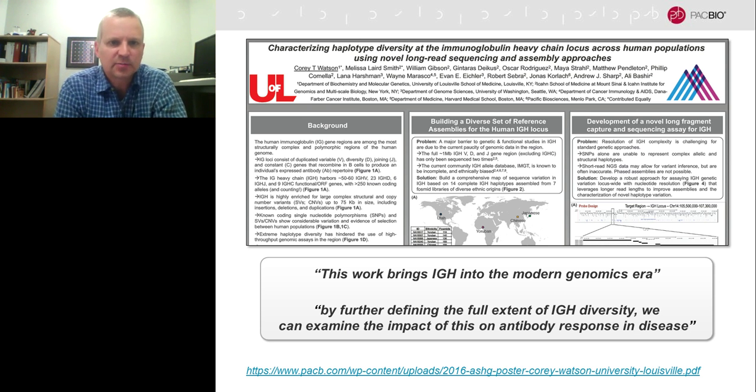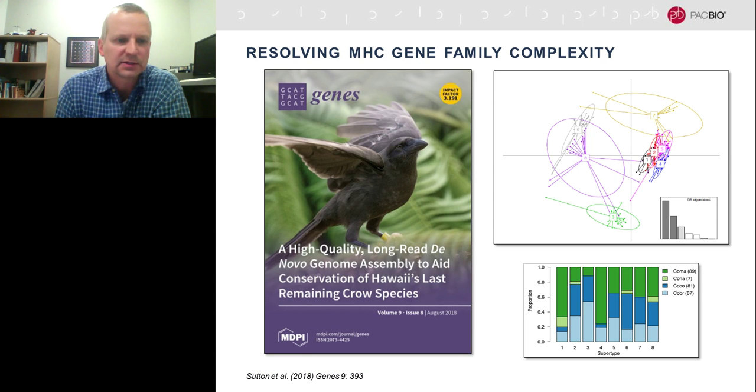Corey Watson, in collaboration with Melissa Smith at Mount Sinai, have now gone on and published a poster and continue this work. The poster is fully available through the link on the bottom. They identify and characterize the haplotype diversity of the immunoglobulin heavy chain locus across human populations, looking at ethnic diversity and the full pan-genome diversity, and they use smart sequencing and assembly approaches for that. This really highlights how this work brings IGH research into the modern genomics era. By further defining the full extent of the IGH diversity, they can now examine the impact that this has on antibody responses in disease.